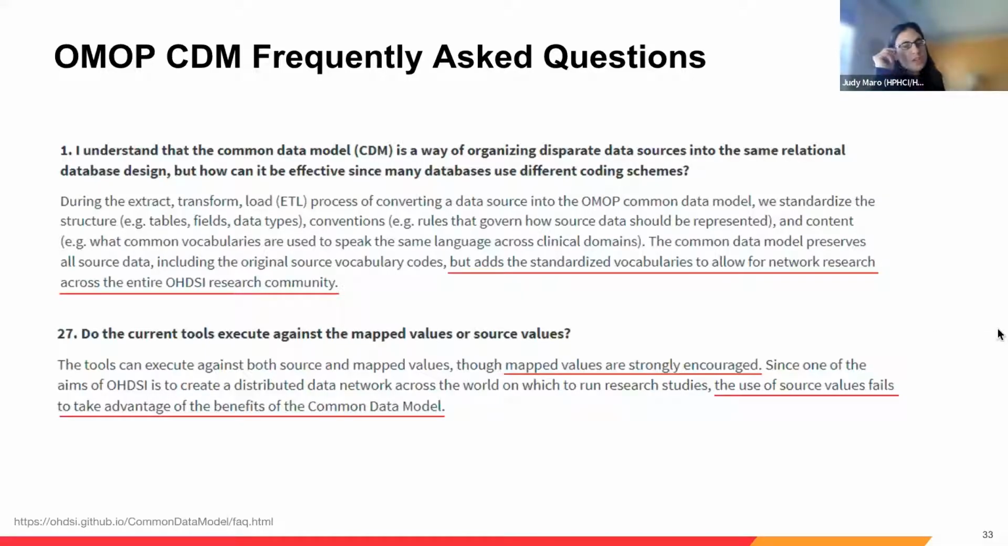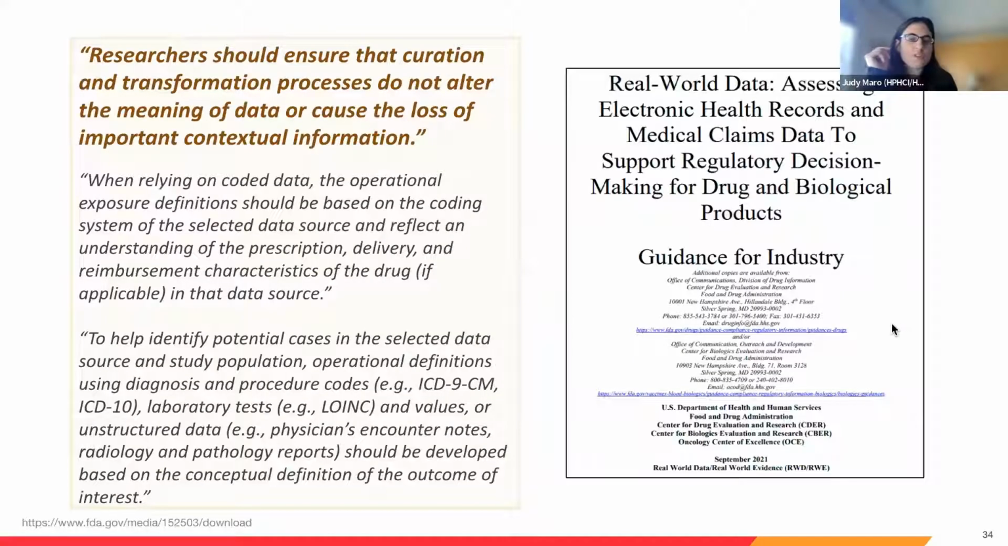The next slide is going to show you some guidances that the Food and Drug Administration put out. The first is the guidance on the use of real world data, and there have been a lot of guidances recently that the FDA has put out about these data, because there's a lot of intent to potentially use these data in pre-licensure applications as opposed to just in the post-market where they've traditionally been used. I just want to highlight, again, guidance for industry, but guidance that I live by because I work under the auspices of the Sentinel system, that researchers should ensure that curation and transformation processes do not alter the meaning of the data or cause the loss of important contextual information. And there are some other supporting comments in there.